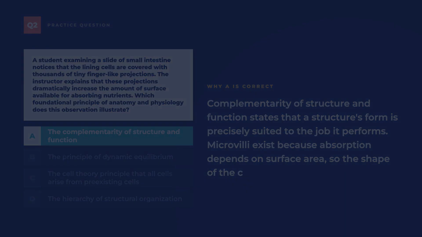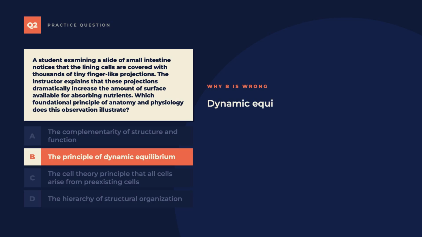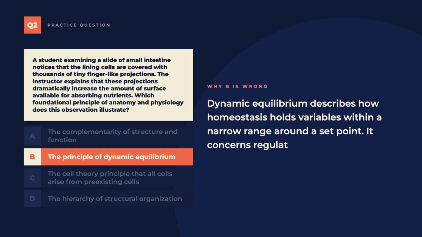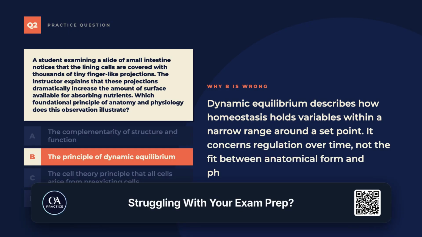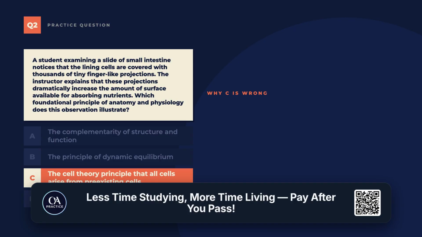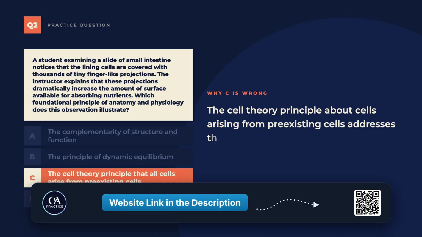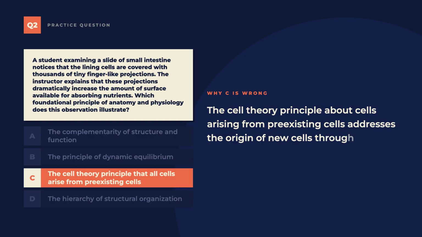B is wrong because dynamic equilibrium describes how homeostasis holds variables within a narrow range around a set point. It concerns regulation over time, not the fit between anatomical form and physiological job. C is wrong because the cell theory principle about cells arising from pre-existing cells addresses the origin of new cells through division.